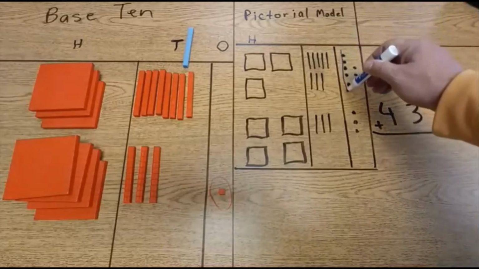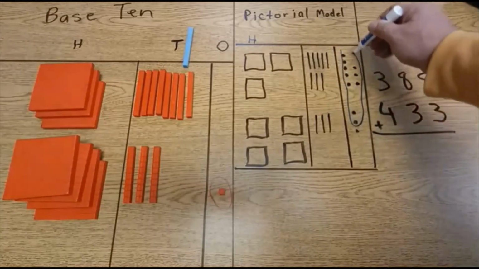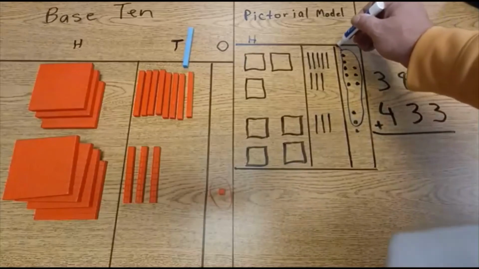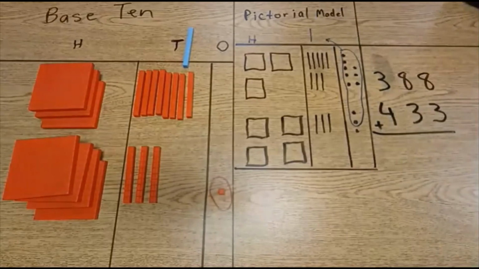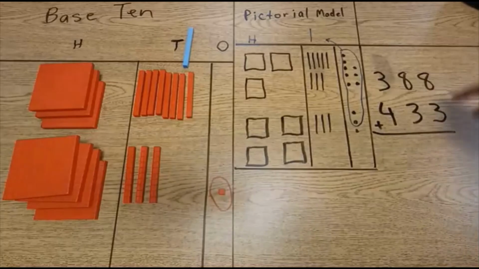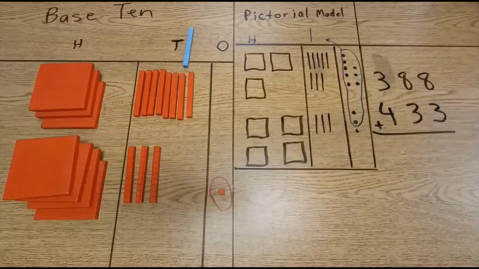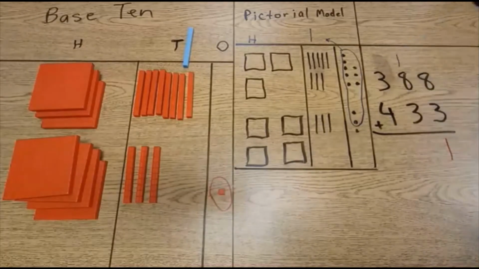I'm going to take 10 of them, and I'm going to move them over to the tens place, and I'm going to add another 10 to the tens place. Okay, and in the standard way of doing it, 8 plus 3 is 11, but I cannot have 11 in the ones place. So I'm going to put the 1 from the 11 in the ones place, and I'm going to regroup and put another 10 in the tens place.